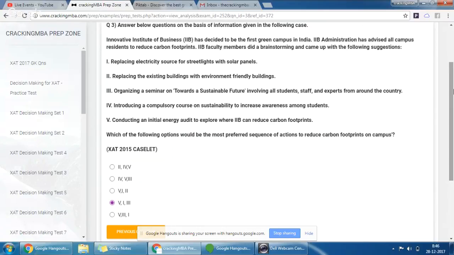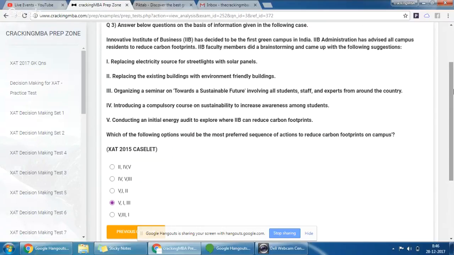So basically it should be between option C, option D, and option E. That's 100%. Now, in terms of option C, option D, and option E, all of them have replacing the electricity source. So the only thing that is contentious between 2 and 3 is replacing existing buildings or organizing a seminar. Out of them, I think replacing buildings is better because it's more practical.